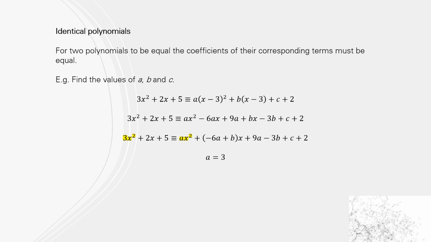So, equating the coefficients, for the coefficients of x squared, a equals 3. Coefficients of x, so on the left-hand side you've got 2, and on the right-hand side you've got minus 6a plus b, but we know that a is 3, so when you work that out you get b is 20. So currently we have a is 3 and b is 20. And then you do the constant terms. So on the left-hand side, you've got 5. On the right-hand side, you've got 9a minus 3b plus c plus 2. Sub a is 3 and b is 20, and you get c is 36.